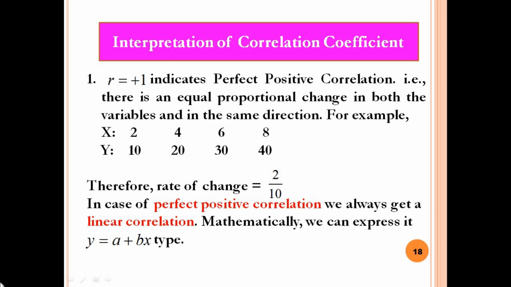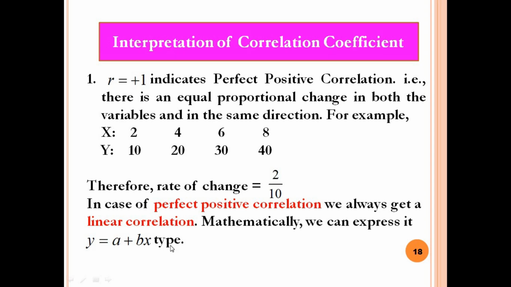For example, here I have considered first variable x 2, 4, 6, 8 and y 10, 20, 30, 40. Now you see what is the difference between these variables? 2 to 4, 2, then 4 to 6, 2 again, 6 to 8, 2 again. And here you see 10 to 20, 20 to 30, 30 to 40. All are in 10 differences. Therefore, what is the rate of change? 2 by 10. So, in case of perfect positive correlation, we always get a linear correlation. And mathematically, how we can write? This is y equal to a plus bx type.